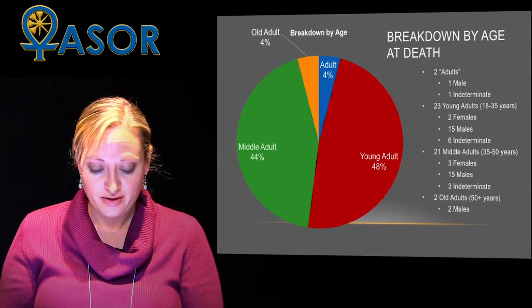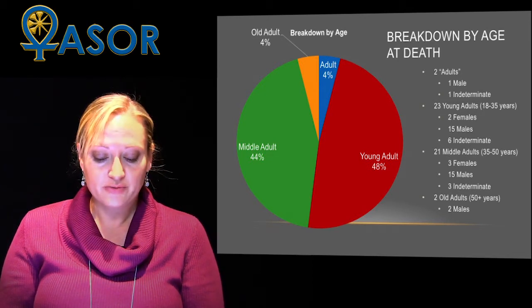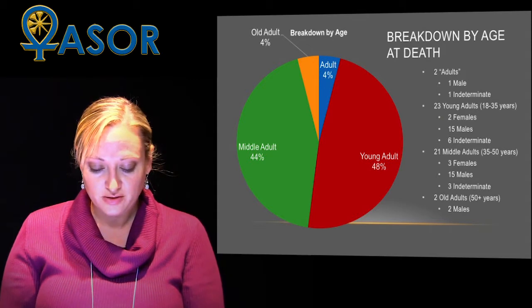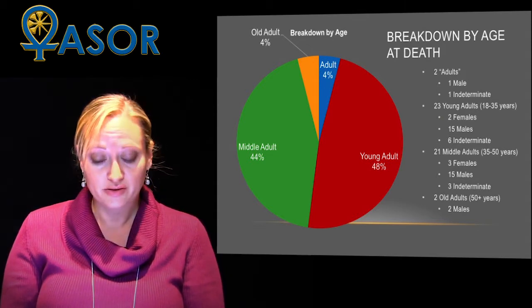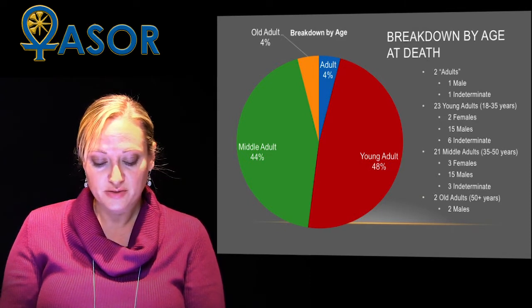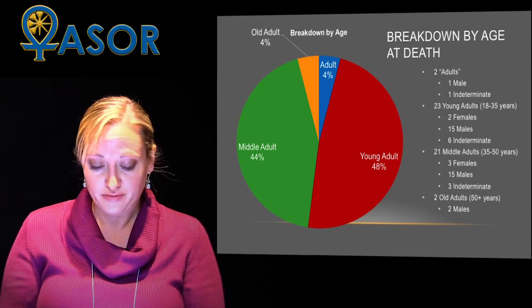The other is unidentified. 23 young adults were found, consisting of 2 females, 15 males, and 6 indeterminate individuals. 21 middle adults are present, with 3 females, 15 males, and 6 indeterminates, and both of the older adults are male.